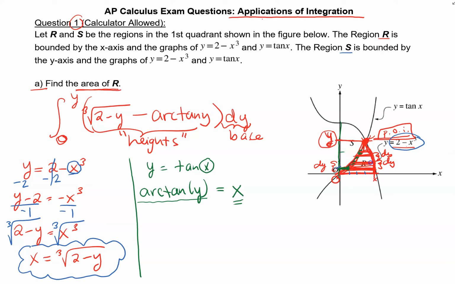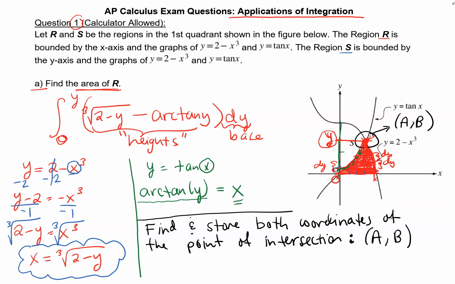If I sum all that up, and we're imagining infinitely many, then what I'm doing is basically finding the area of that region. So what we're going to have to do now is find this point of intersection. As you're about to see, this point of intersection is not going to be nice, easy whole numbers. In fact, both the x and the y coordinates are going to be long decimal values. So we're going to find and store both of those coordinates of our point of intersection between y equals tan x and y equals 2 minus x cubed using our calculators.